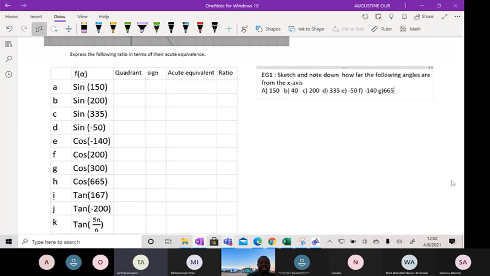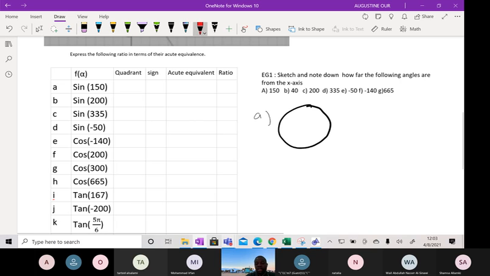So I'll just do a sketch for you, for A. My sketch is very bad. I'm a very poor artist. Up to here it is 90. Up to here it is 180. So 150 will be here, right? Okay, 150 will be there. But how far away from the axis?